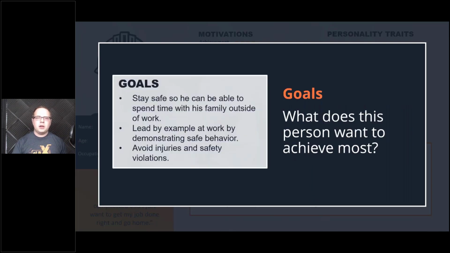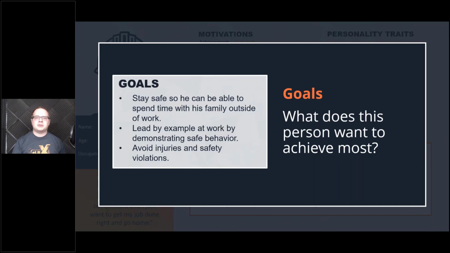The next section is a goals section, and this is actually a very key point that's included on pretty much any persona that I've seen, because this is really what we're trying to build towards with our learning experiences. So this is, what does this person want to achieve most in life? And so we're thinking about this not just at a task level of, okay, they want to stay safe today, they want to make sure that they're using the forklift appropriately today, something like that. What we're really looking at is, okay, at the end of the day, what is their goal in their life? And so for Sean, this top one really speaks to, I think, what Sean is looking for.